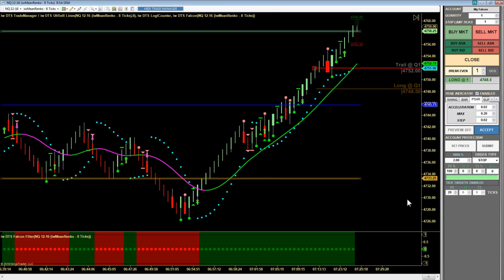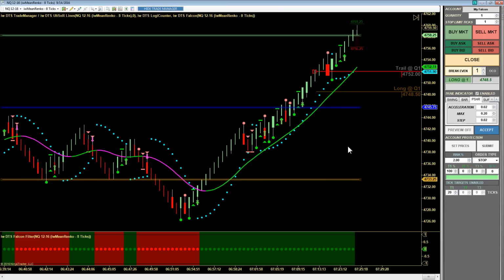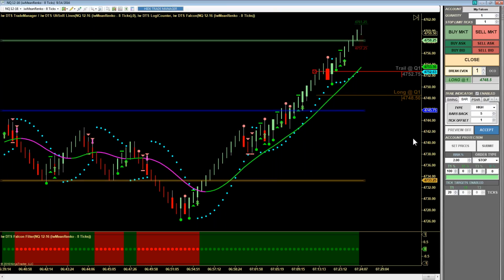So I'll change to the parabolic mode. It will follow the market a little bit more closely. There's also the bar high-low strategy, which is more aggressive still. Lots of options.